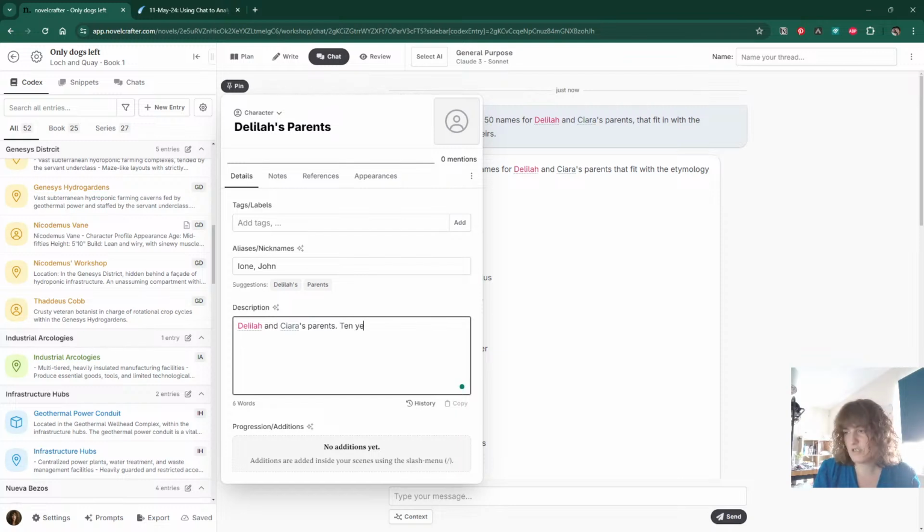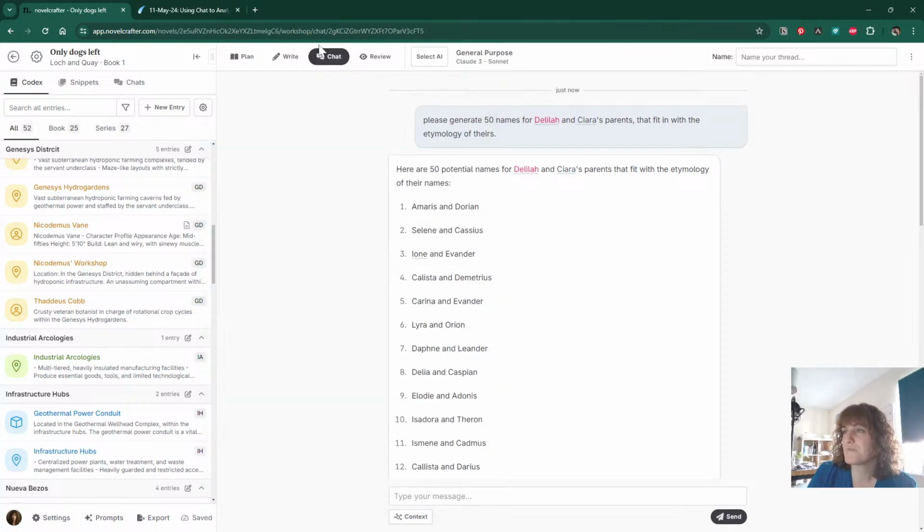What was it? Ten years prior. They went missing. Was it 10? 15 years prior. Let's go 10. Yes, they went missing 10 years prior. Okay, sweet.